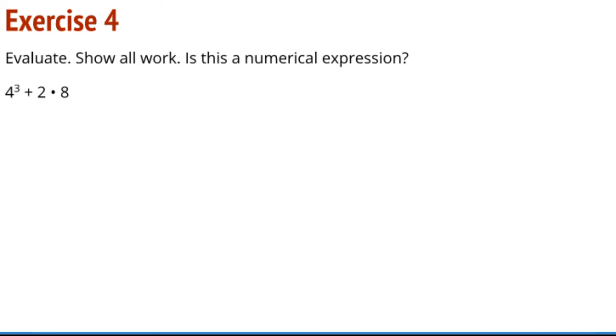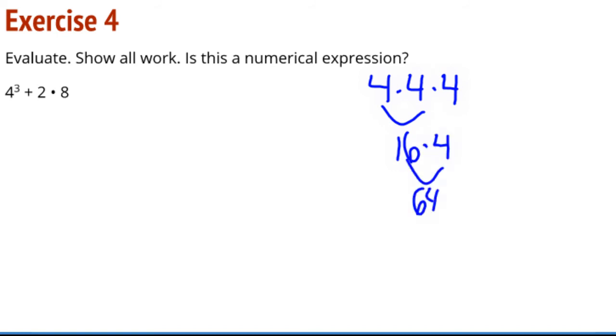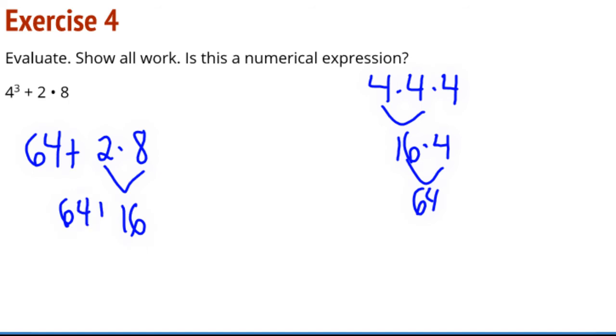All right, taking a look at this one. So we've got an exponent, so 4 times 4 times 4. 4 times 4 is 16, times 4 will give us 64. So 64 plus 2 times 8. 2 times 8 would give us 16. 64 plus 16 will make 80.